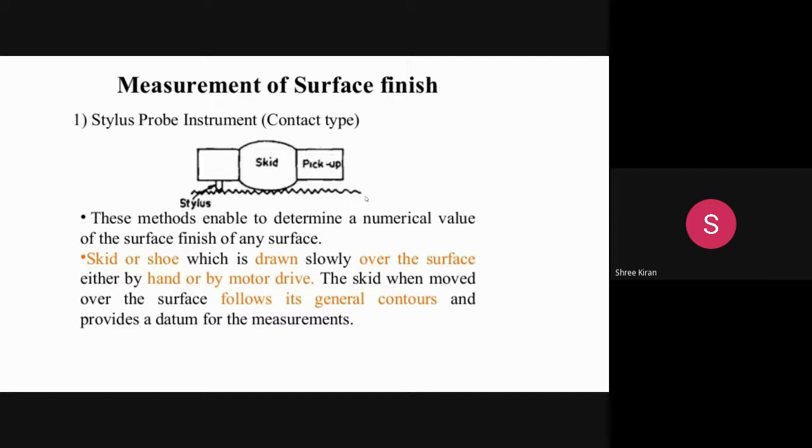So this is what happens in stylus probe measurement, the contact type, where the method enables us to determine a numerical value of the surface finish of any surface. The skid or shoe is always drawn slowly over the surface, either by hand or by a motor drive. We most probably will be using a motor drive, where the skid, when moved over the surface, follows its general contours and provides a datum for the measurements.